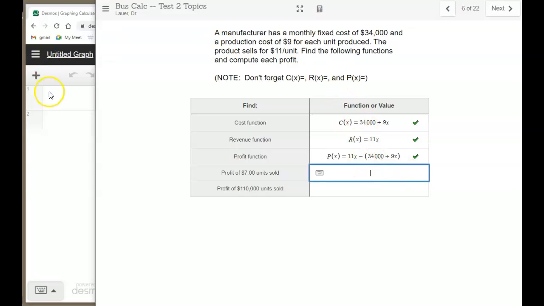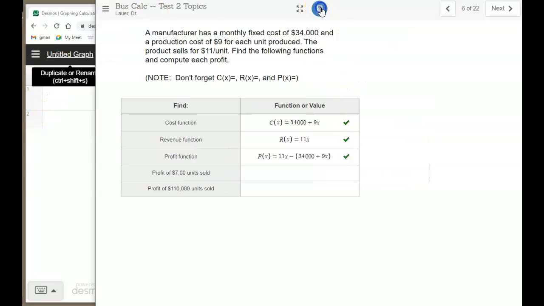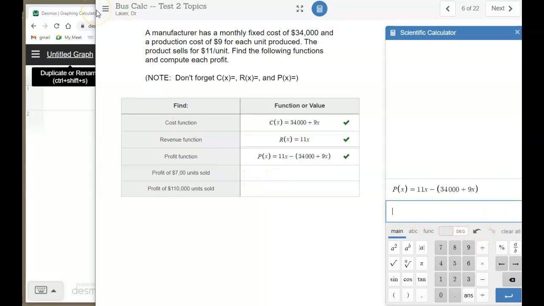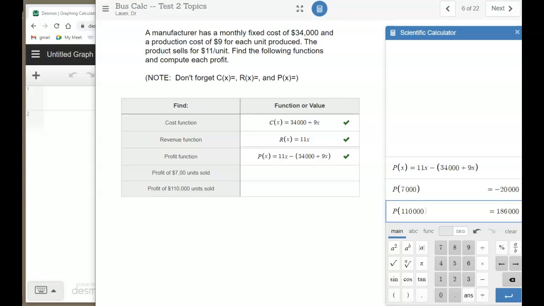Now to get the profit here, I could either go to my graphing calculator or use my scientific calculator. So here with my scientific, just paste that in, and then I want P of 7,000 units. There's a typo there, and I can't fix it. And then P of 110,000. So I can see this is a negative 20,000. I can copy and paste it from here. Remember that we went to 3 decimal places.